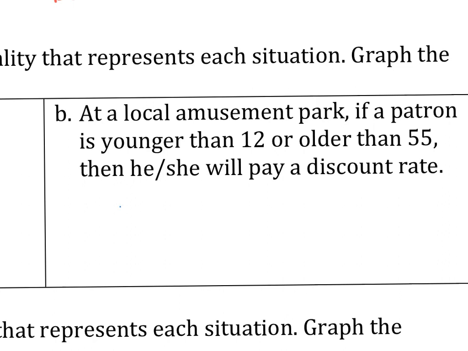So if a patron, and I'll say P for patron, you could say A for age, is less than 12. Notice it says younger than 12. It doesn't say including 12. It doesn't say 12 or younger. It says younger than 12. Here's the big word, or older than 55. So if that patron is older than 55, then they pay a discount rate. So this is how we represent it mathematically. People under 12, people over 55.